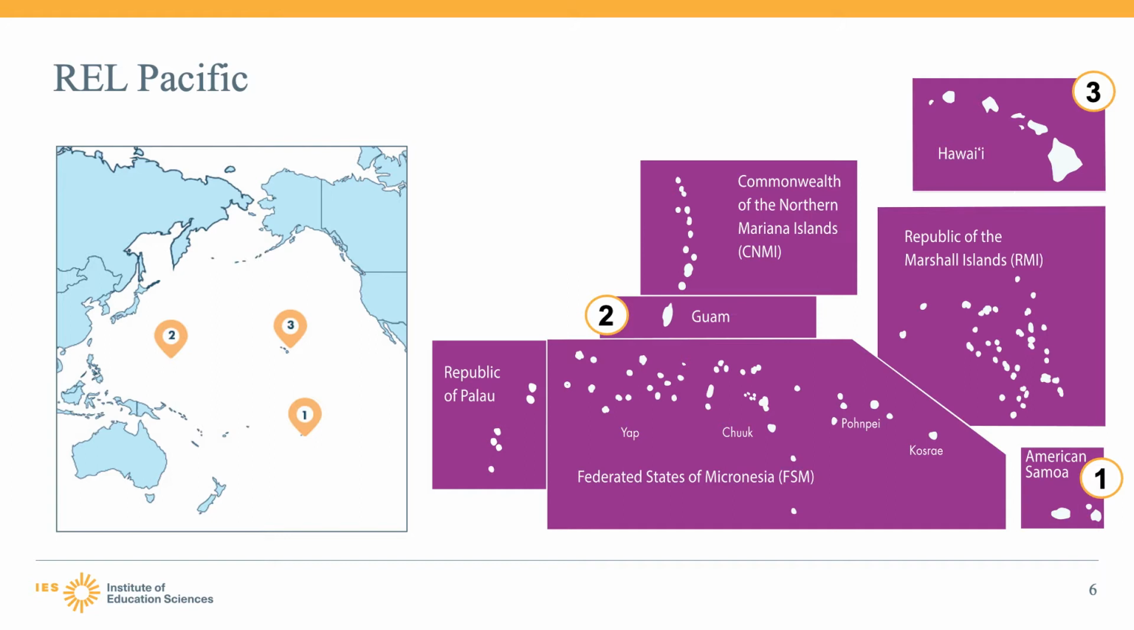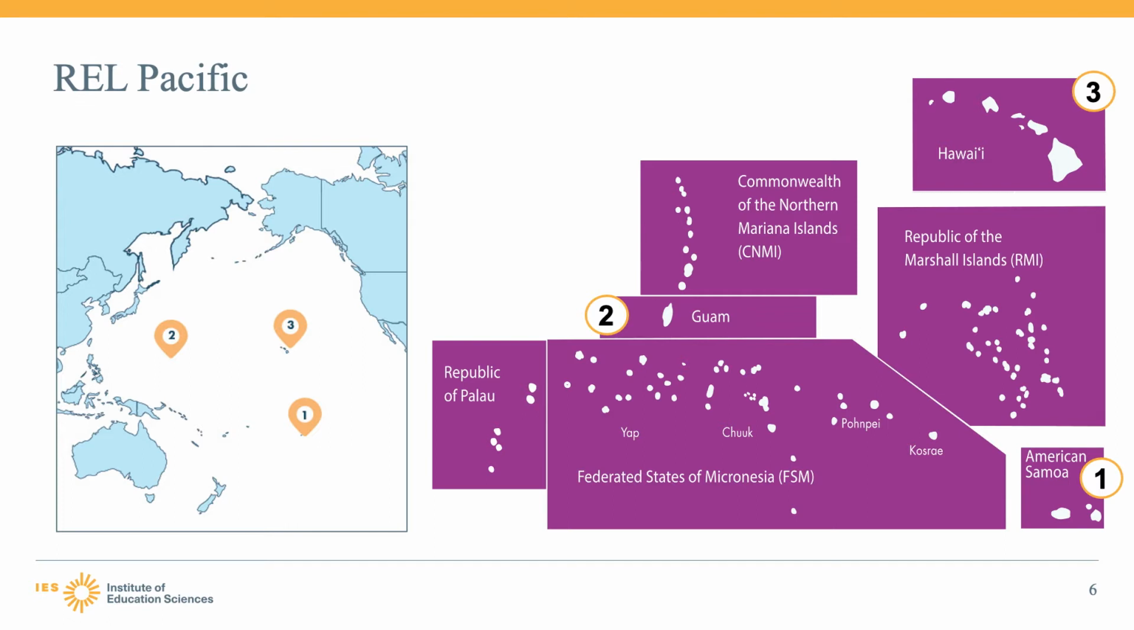Today's webinar is being sponsored by REL Pacific, which serves educators and school systems spread across 5 million square miles, including the state of Hawaii, the U.S. territories of American Samoa, Guam, and the Commonwealth of the Northern Mariana Islands, and the island nations of the Federated States of Micronesia, the Republic of the Marshall Islands, and the Republic of Palau. Now, across this region, REL Pacific works with education partners to focus on 5 high priority areas: college and career readiness and success, professional learning for educators, language and literacy, social and emotional learning, and data use and readiness.